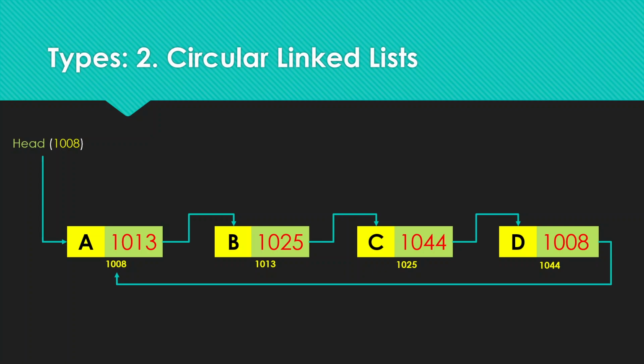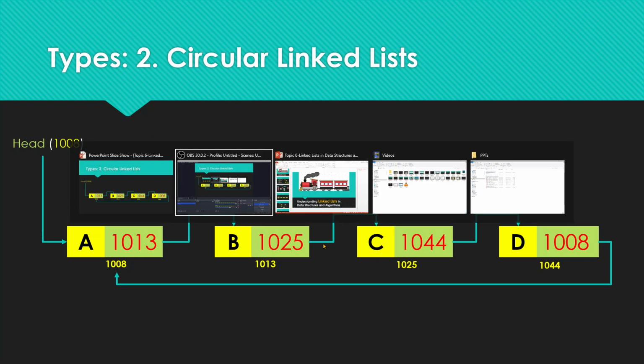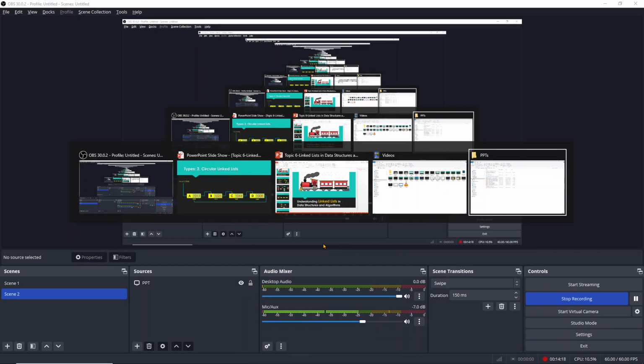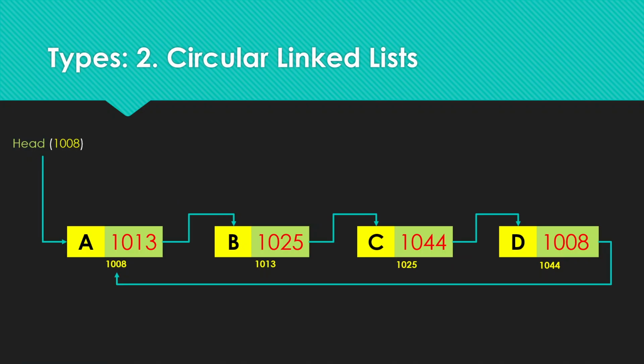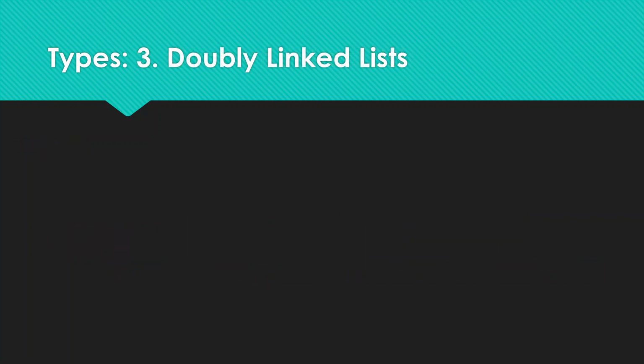Other applications for a circular linked list, for example, if I do Alt Tab on Windows, you see, I am able to move from window to window through all the windows that are open, and when I get to the end, I come back to the beginning. So that is another good example of a circular linked list application in the real world.